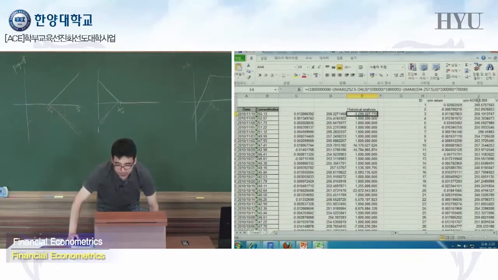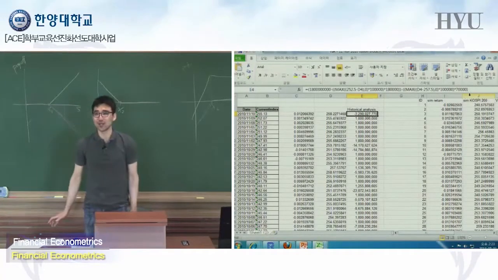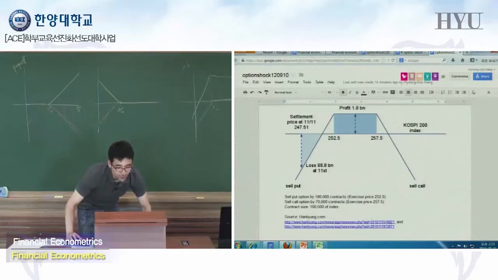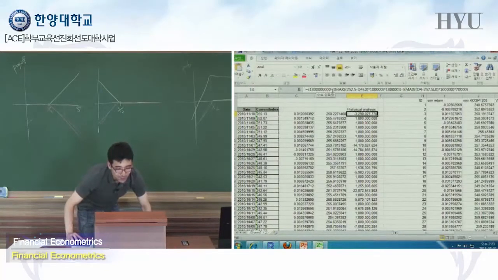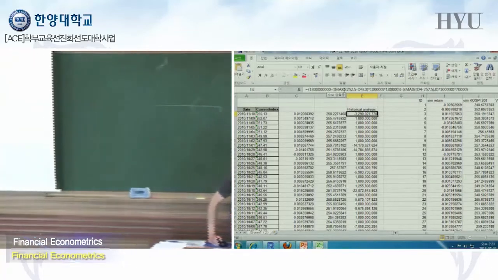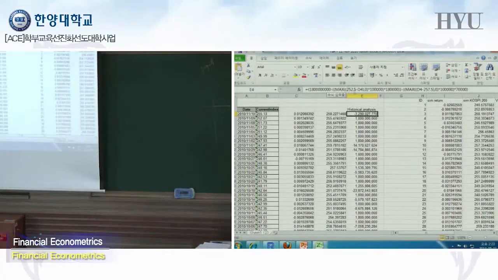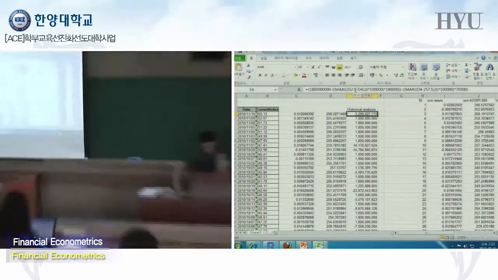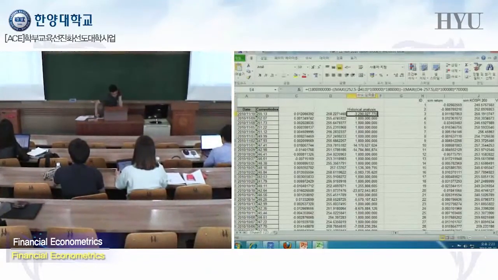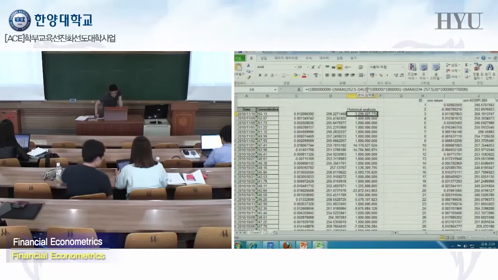This looks complicated, but it is actually not, because it is simply the functional form of this one. First, 1.8 billion is something like this. So 1.8 billion minus the first put option position. The put option is the max of this: the put option's exercise price was 252.5 minus D4, where D4 is the simulated KOSPI 200, and 0. This is the put option position, and the contract value of the put option is 100,000.